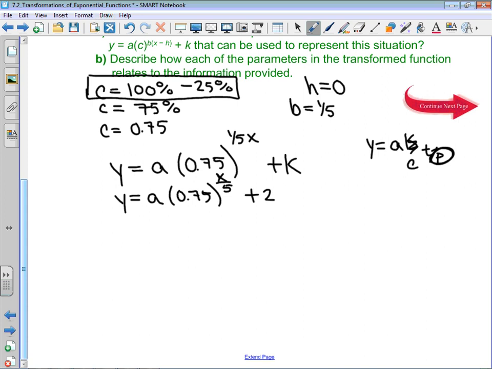Now, a lot of students, because of the general form that I kind of butchered over here, think that A is the initial amount. And if there is no vertical translation, then yeah, you're right. A is the initial temperature, amount of money or whatever that is. But because of that vertical translation, we can't say that.